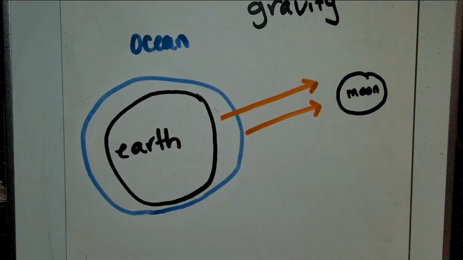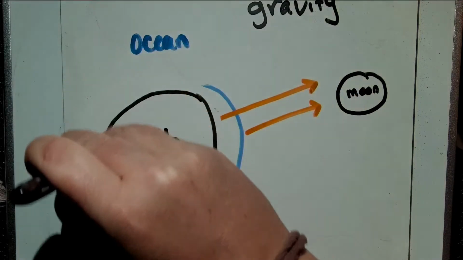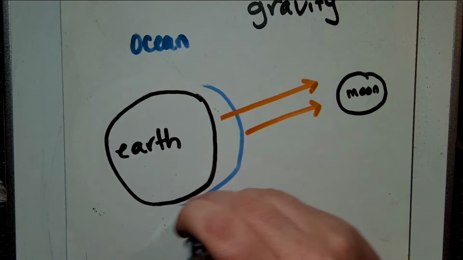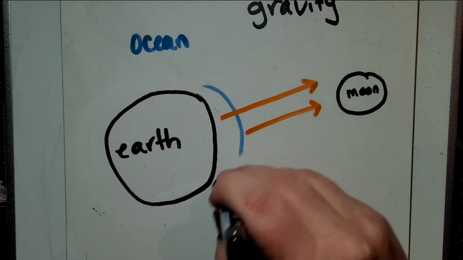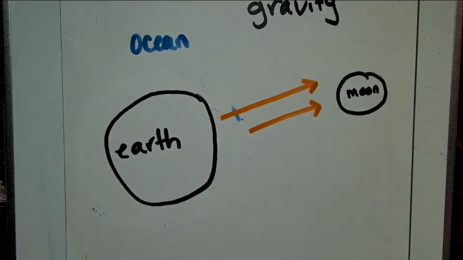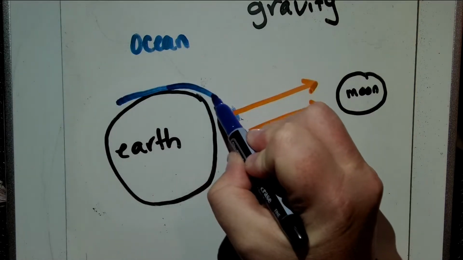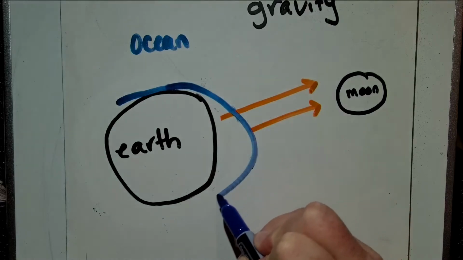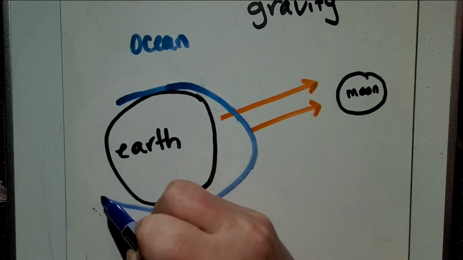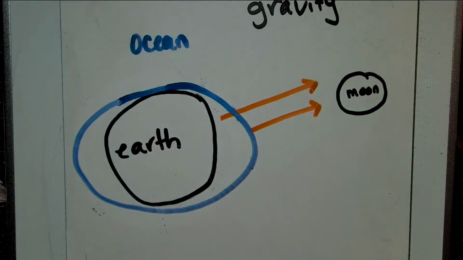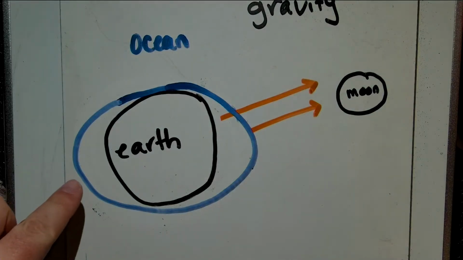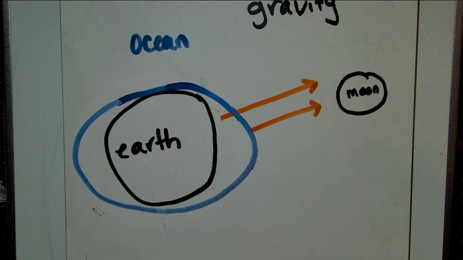Not a perfect circle, but okay, let me redraw the effect that this gravitational pull has on the ocean, so it's a little bit more clear. Okay, so now we have this bulge over here, and then we have another bulge over here. And of course, this part of the ocean is also getting a little bit of effect of gravity. But since it's further away, the effect is not as strong.